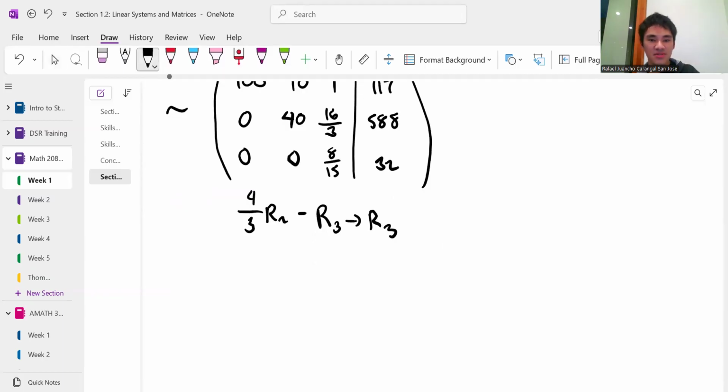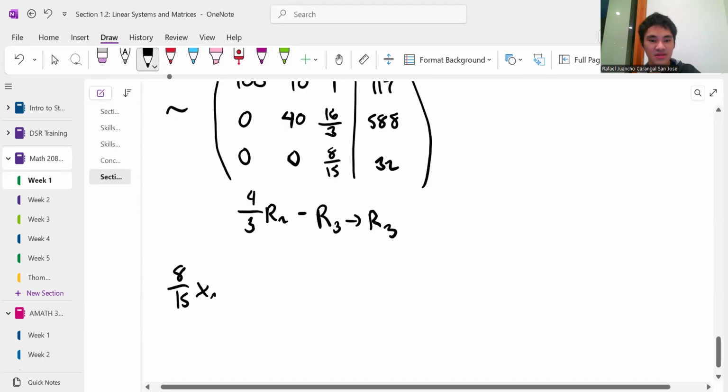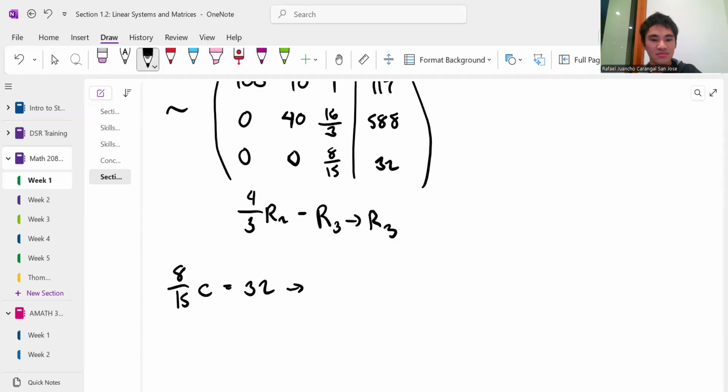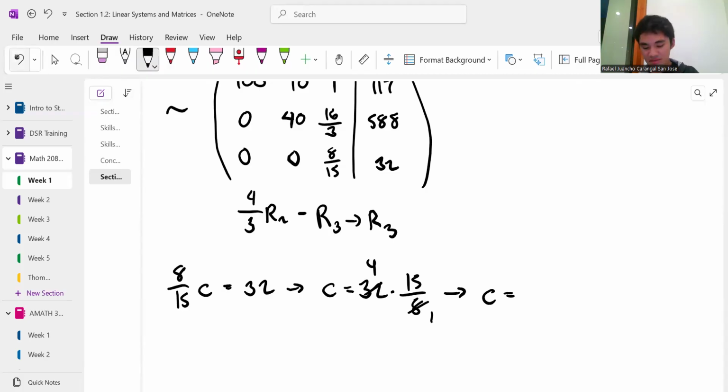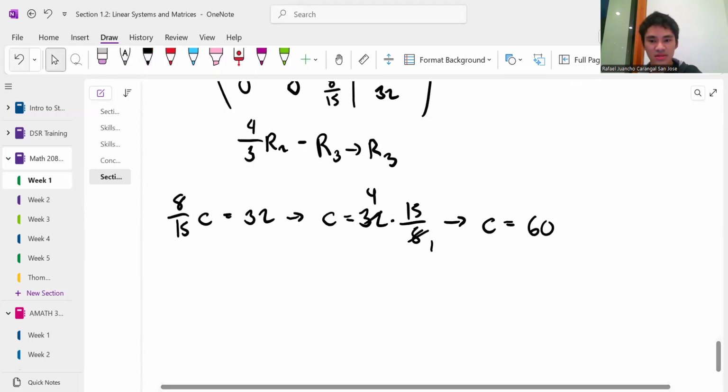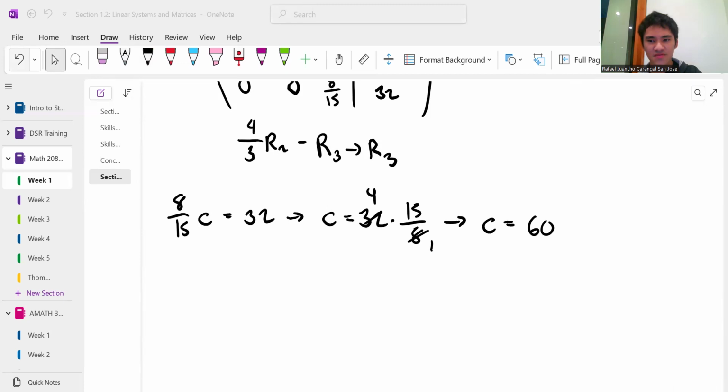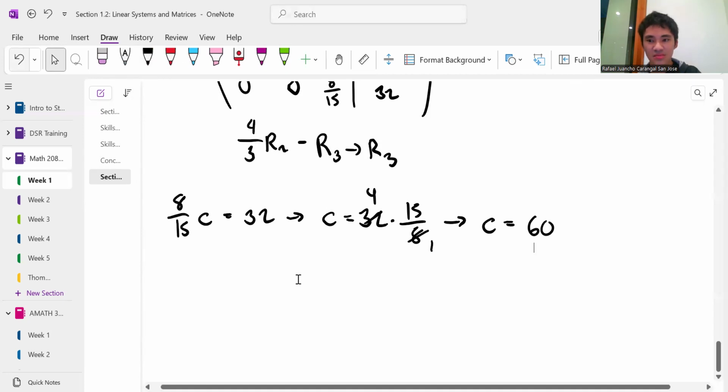Then from there again, we can do back substitution. So we get 8 over 15 x sub 3. Or no, shoot. This is c, right? So this is a, b, c. C equals 32. So we say that c is 32 times 15 over 8. Cancel these. 1, 4. I get c is 4 times 15. Gives me a 60. Right? See if I'm getting it right so far. Okay, so I got the 60 part.